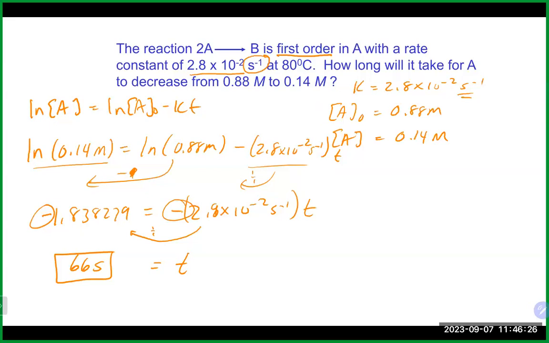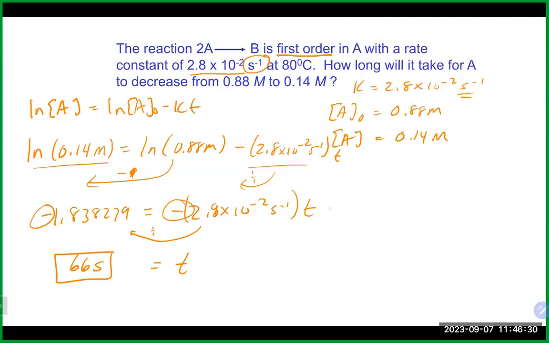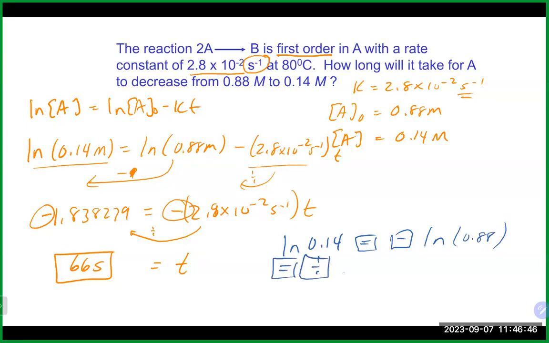I probably wouldn't do it all at once. If I was to punch it into a calculator, I would start by doing the natural log of 0.14. Maybe hit equals. And then I would subtract it from the natural log of 0.88, hit equals. And at that point, take the whole number you got in your calculator and divide it by the minus 2.8 with your exponent button, minus 2, something like that.